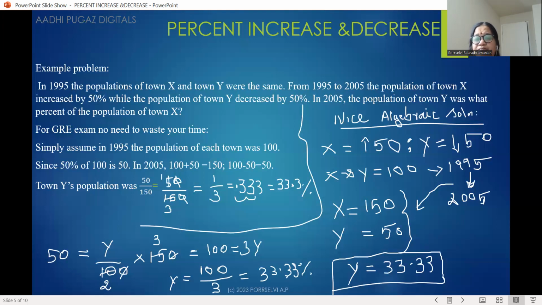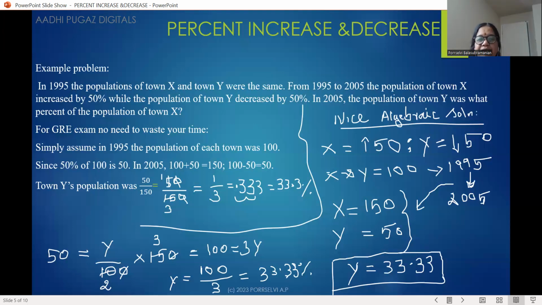50% means 50. Okay. So now already town X in 1995, they were 100. We assumed 100. Now from 1995 to 2005, it increased 50%. So 50% means 50, and already it's 100. Now town X has 150, because it increased by 50.